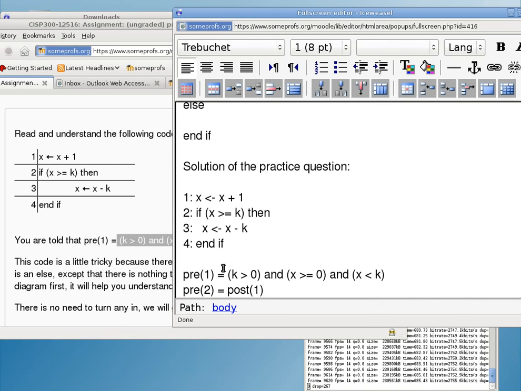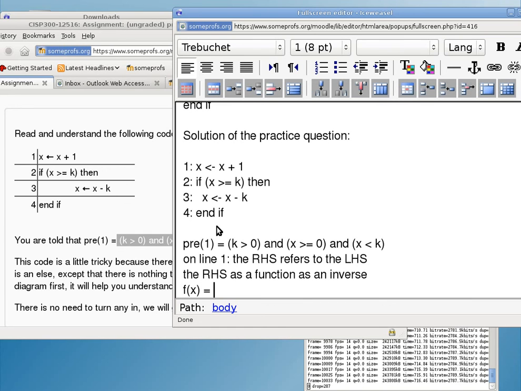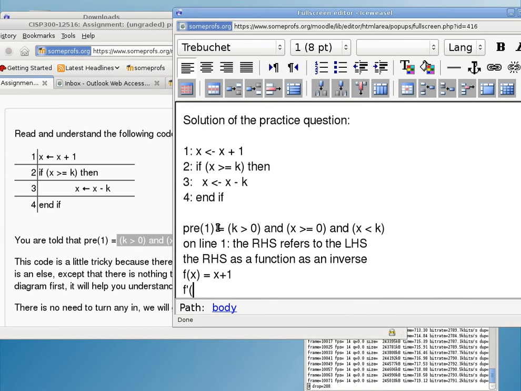The substitution rule. So when you answer a question like this, you have to spell it out. You have to basically write your reasoning. It doesn't take a lot of space to write it out, because all I have to write is on line 1, the right-hand side refers to the left-hand side. Okay? The right-hand side as a function has an inverse. In other words, if f of x is the right-hand side, which is x plus 1, then the inverse function f prime of x is going to be x minus 1. Are we okay so far? Okay.